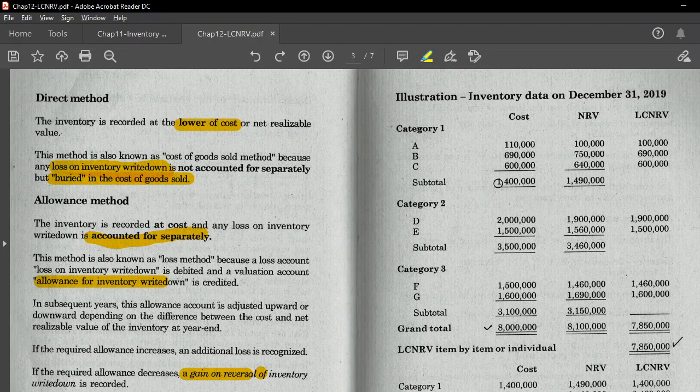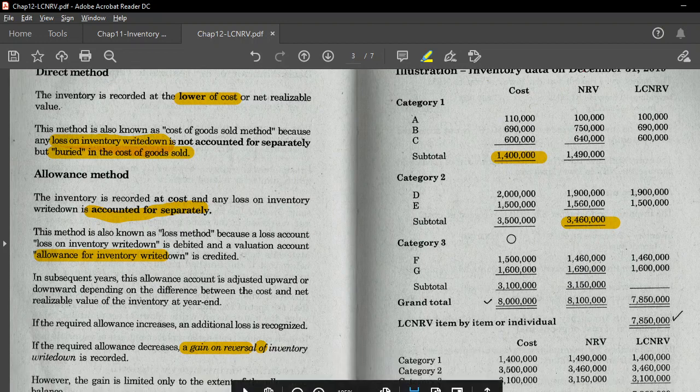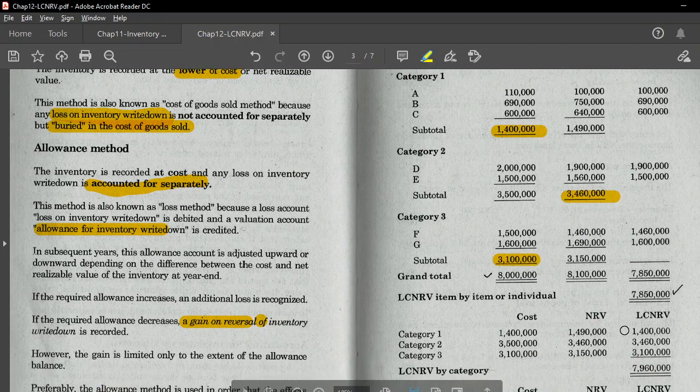In category 1, we have 1,400 and 1,490, whichever is lower. In category 2, we have 3,500 and 3,460, whichever is lower. Category 3, we have 3,100 and 3,150, whichever is lower. So, add all of these, you will have 7.96. So if your basis is by category, then you will have 7.96 LCNRV.